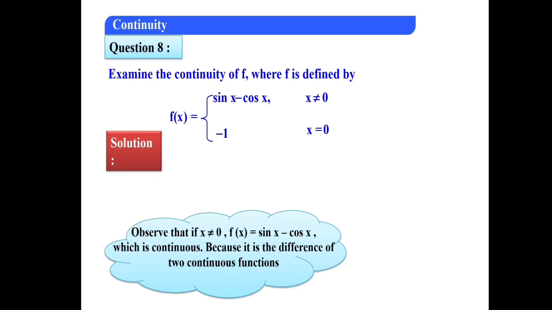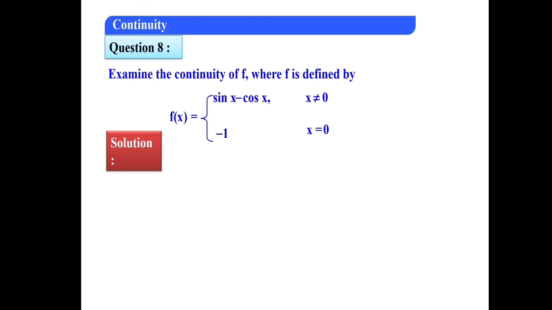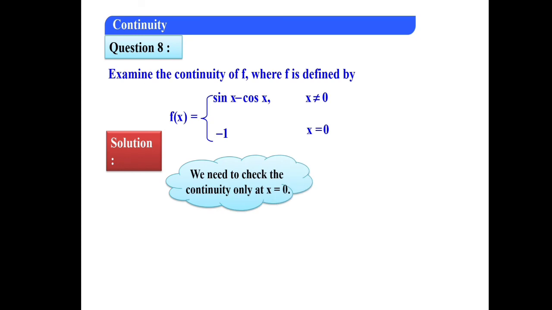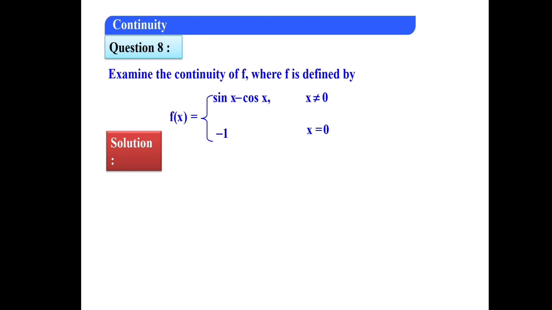Now what about the 0 point? Here at 0 the function is split, so we cannot say exactly that because it is defined as minus 1 the function is continuous. We should not do it like that. Now we have to find out continuity at the 0 point, and at exactly the 0 point the function is split. Therefore we have to find the LHL and RHL, or the limit of the function.